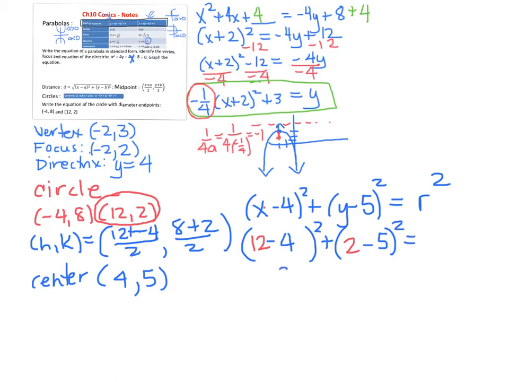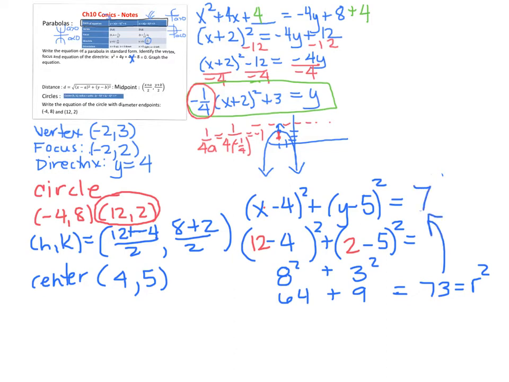So that's going to be 8^2 + 3^2, so 64 plus 9 is 73. That does equal r^2. So then I come up here where we had an r^2, and we're going to substitute in 73. And that is then the equation of the circle.